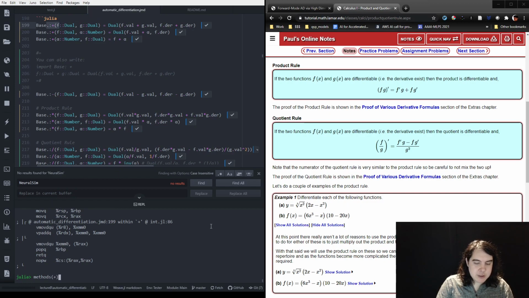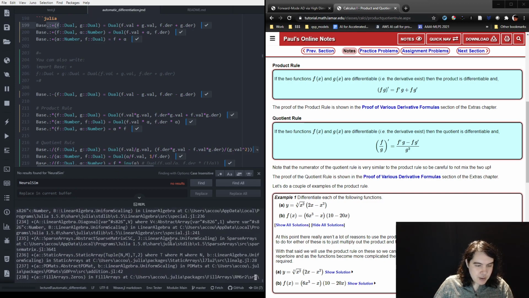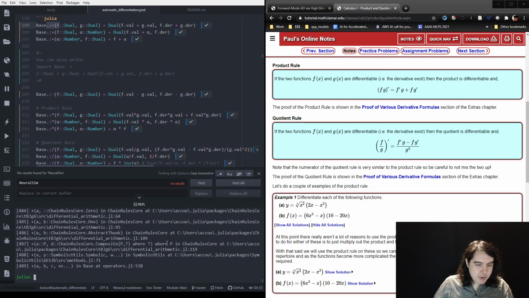The methods of plus: there are, on my computer right now, 489 methods for plus. It needs to find out which one it is going to call before it actually does the real plus. So why is that efficient, or is that really bad? Well, because we have type stability, right?